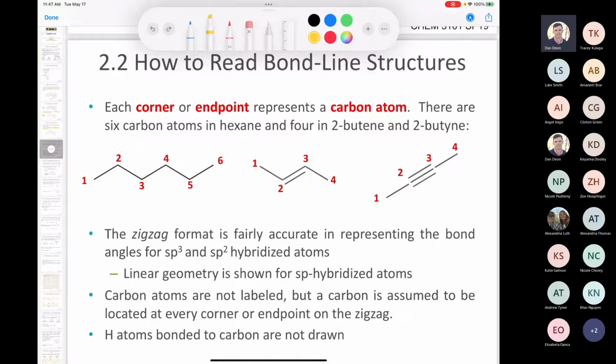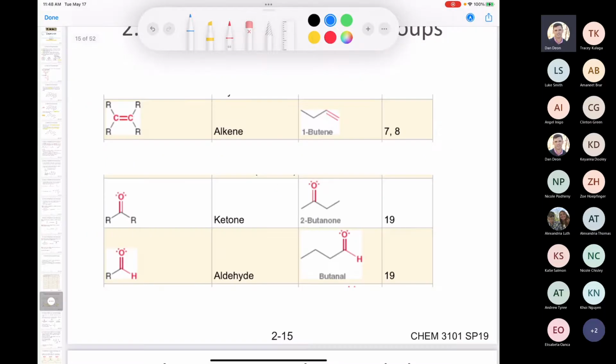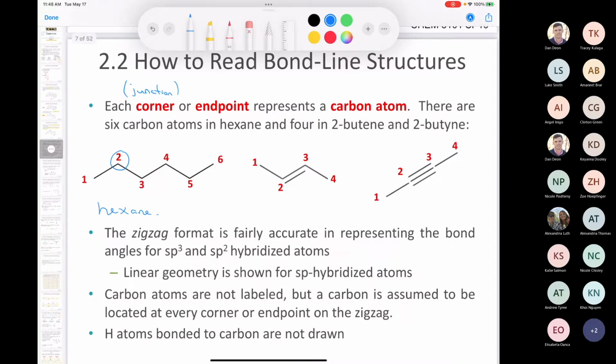It says each corner or endpoint represents a carbon atom. There's 6 carbon atoms in hexane. So this compound here, this is hexane. You see that here we have a corner, or sometimes I call it a junction. Any corner represents a carbon. So this is a carbon. This is a carbon. This is a carbon. This is a carbon. And it also says that the endpoint represents a carbon. Therefore, this is a carbon and this is a carbon. So that means we have 6 carbons in the hexane molecule.